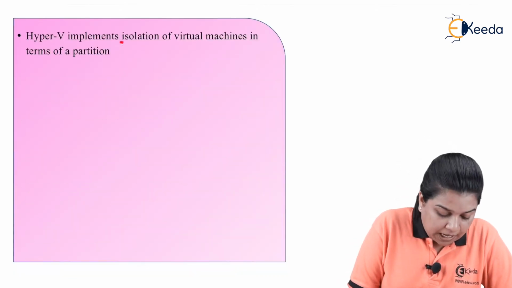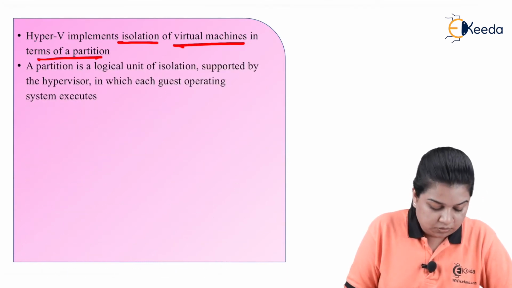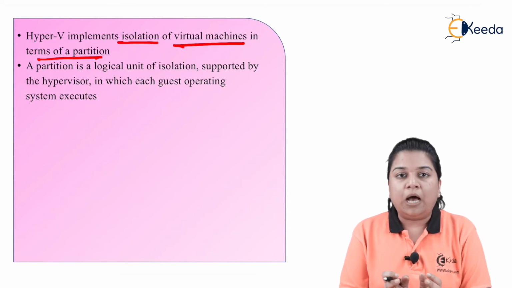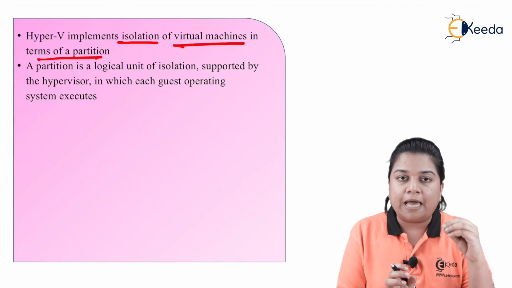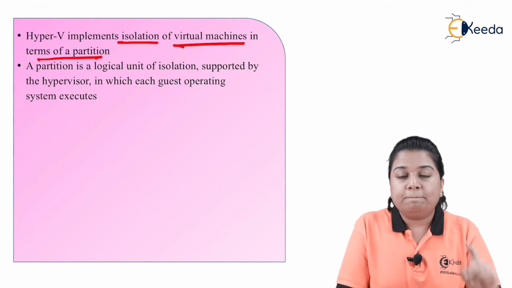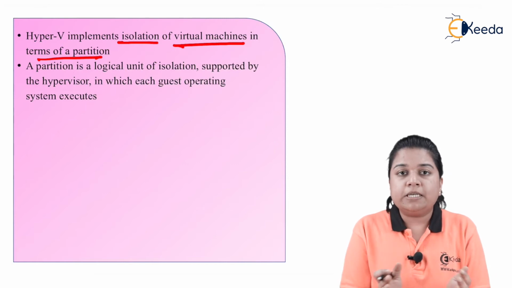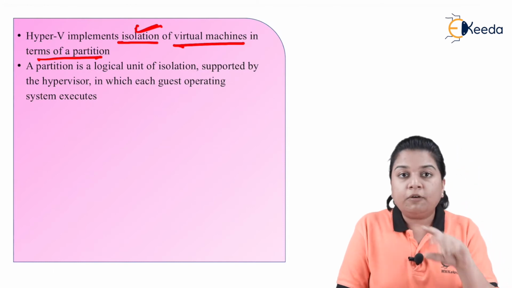Hyper-V implements isolation of virtual machines in terms of a partition. Now, as we all know, Hyper-V provides the isolation of the virtual machines. It can be a standalone system. There will not be any shared storage, so it provides incomplete isolation. Here Hyper-V implements isolation of virtual machines in terms of partitions.